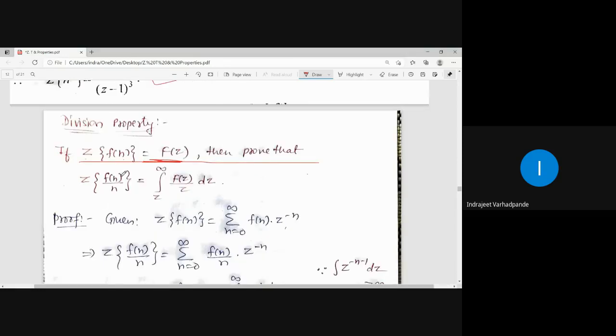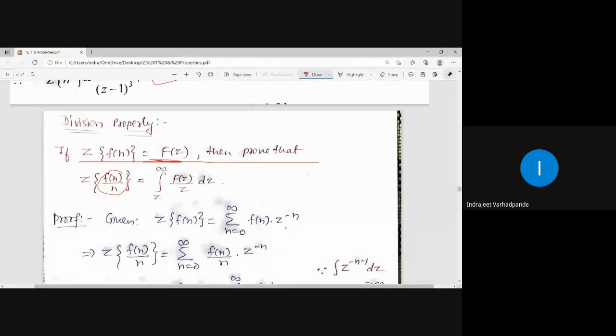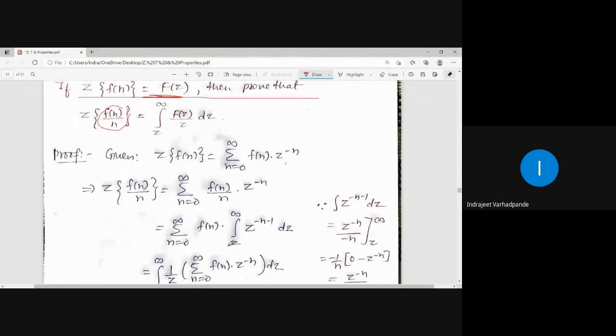Then prove that z of f of n upon n is giving you the integral from z to infinity of F of z upon z dz. Now tell me, can the integral be obtained directly as per the definition of the z transform? No, the integral cannot be obtained directly. Like in the earlier case, where we differentiated both sides, similarly here we will have to integrate both sides and then we get the answer.